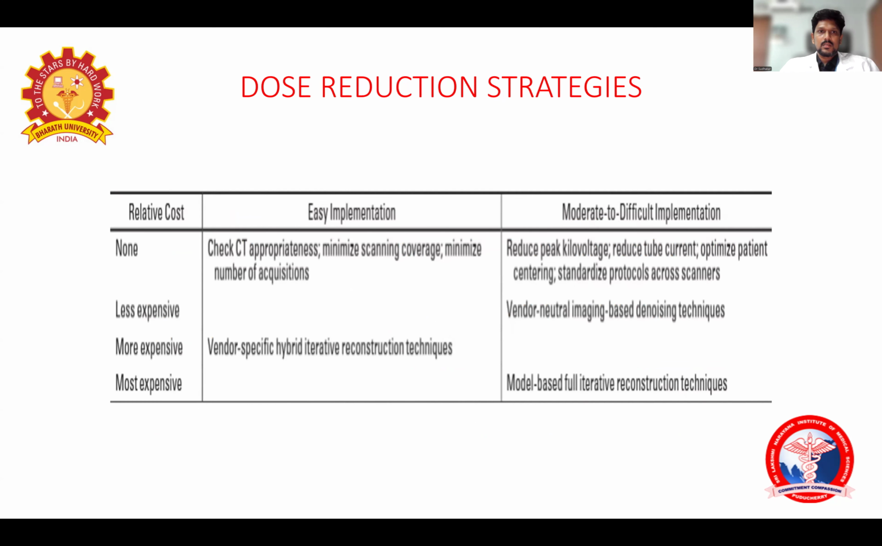Dose reduction strategies, so easy implementation strategies and moderate to difficult implementation strategies are available. So first thing, check the CT appropriateness, whether it is essential in that particular individual. Minimize the scanning coverage, minimize the number of acquisitions. Moderate to difficult implementations include reduce peak kilovoltage, reduce tube current, optimize patient centering, standardizing the protocols across scanners. And the more expensive ones include vendor-specific hybrid iterative reconstruction techniques.